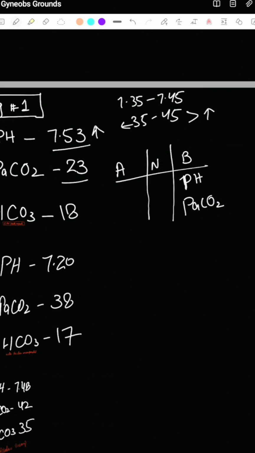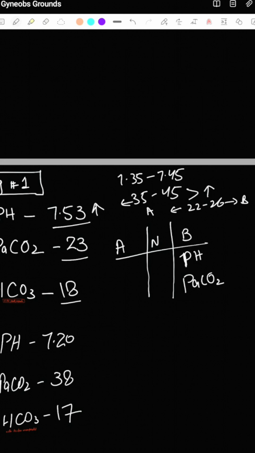Now the HCO3 is 18, and we know that the normal is from 22 to 26. So it is less. Less HCO3 means that it is towards the acidic, and more than 26 means it is basic. As it is less than 22, it will come under the acid. So these form the tic-tac-toe.